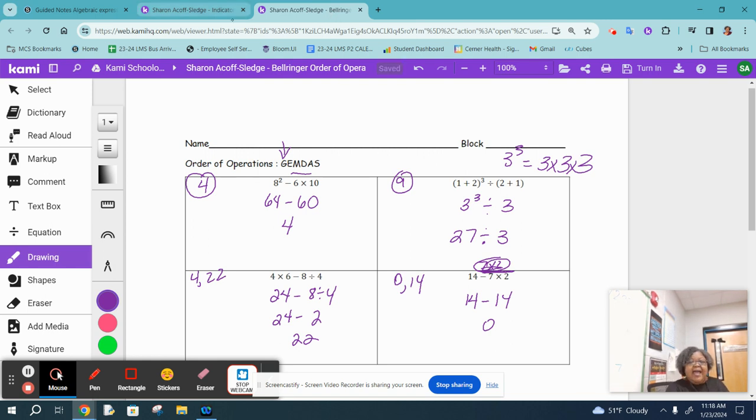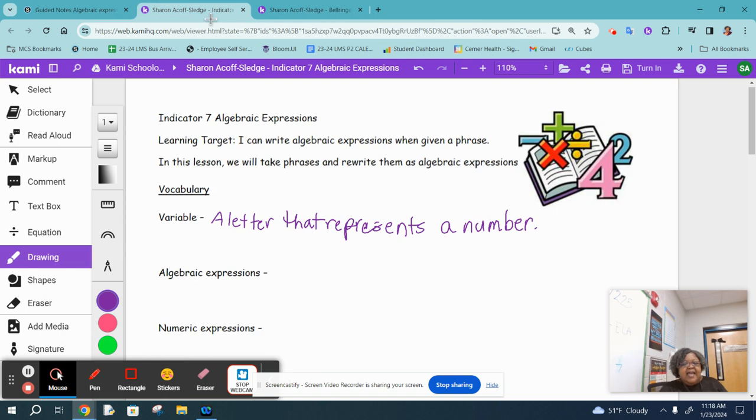Now let's go back to this. So a variable is a letter that represents a number. And I also want you to write this. It does not have a value until you assign it one. We will not do that in this lesson. We'll do this not in the next lesson, but the lesson after that.